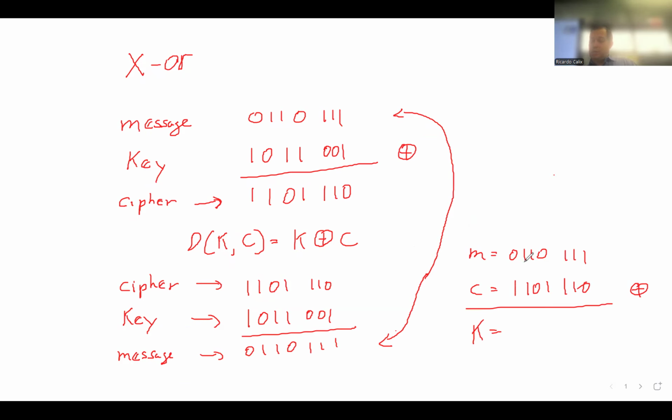So the message is 0110111. The cipher is 1101110. So the key here then should be 1011001. And if we compare it to the key, it matches, right? Do you guys see that? So, wow, that's like amazing, right?